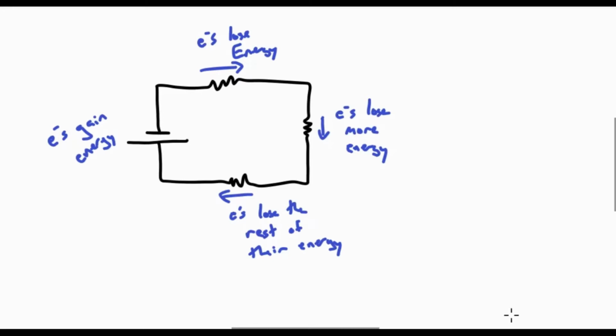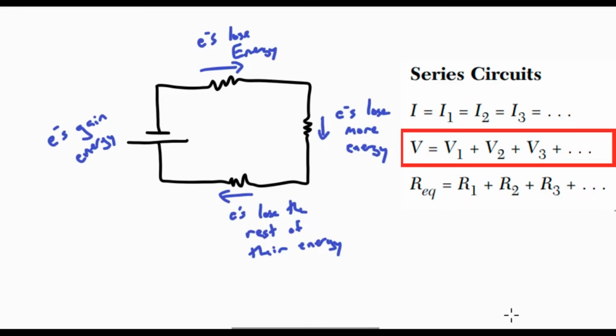And because voltage is energy per charge, that means that the voltage of the battery is equal to the sum of the voltage drops across each of the resistors. Regents, this is on your reference tables. AP, you've just got to memorize it.